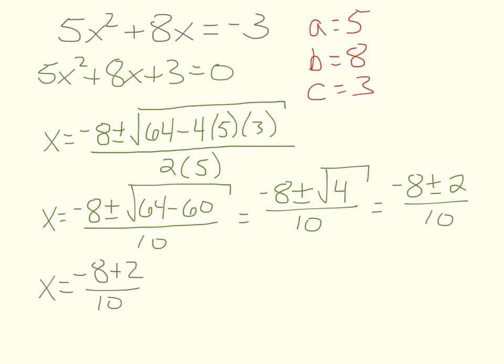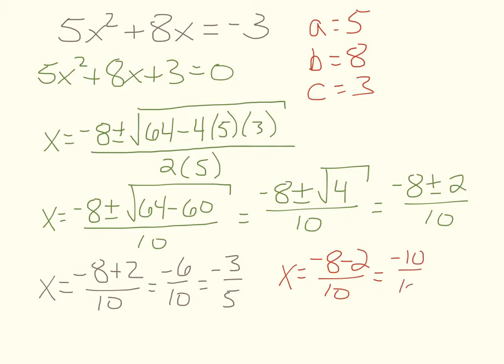Okay, and that one's going to simplify to negative 6 over 10, which is negative 3/5. And the other answer we're going to get would be x equals negative 8 minus 2 over 10, which is negative 10 over 10, which is negative 1. Okay, so we do have our 2 answers. And again, if you want to plug those in to see if they work, just to verify, you can do that and you should get a true statement.